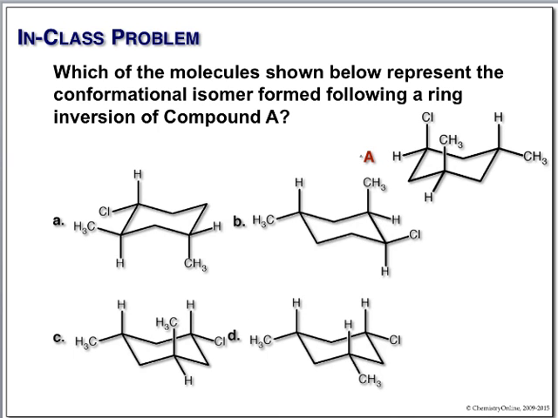Here we have chlorine and a methyl axial and a methyl equatorial. So we're looking for substituents at carbons 1, 3, and 5. Chlorine and methyl must be equatorial, and this guy must be axial. So let's see, chlorine, methyl, equatorial, this guy axial. Here we have chlorine, methyl, equatorial, this guy axial. Here we have equatorial, equatorial, equatorial, that's not going to work. Equatorial, axial. I think this guy probably works best.